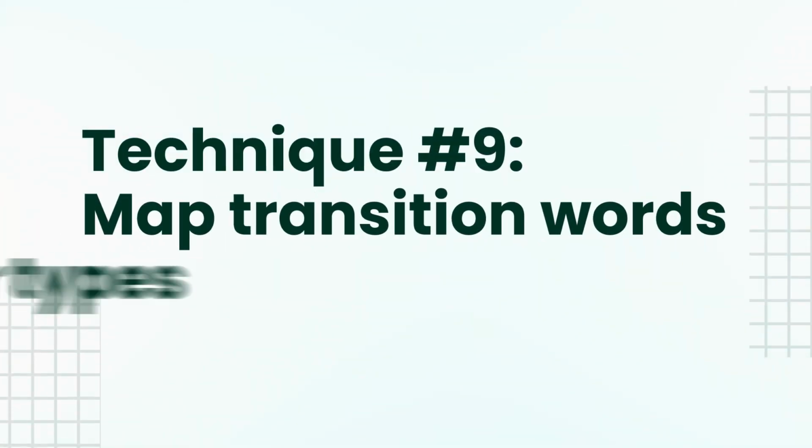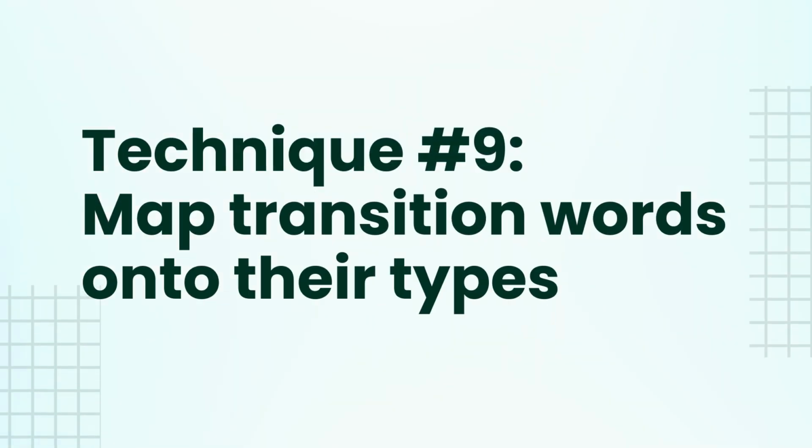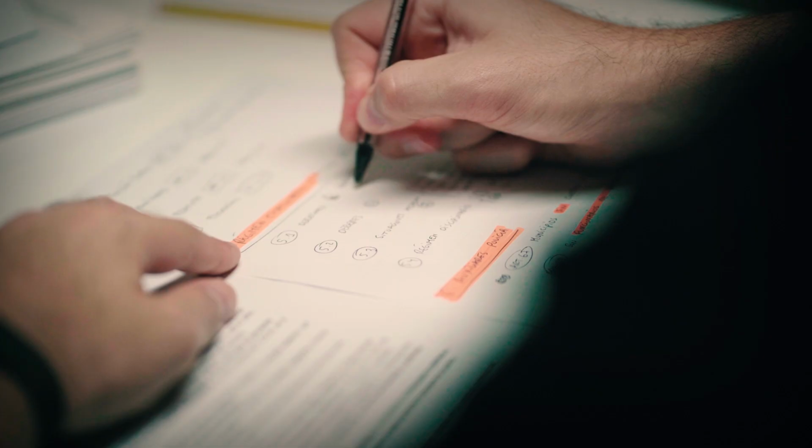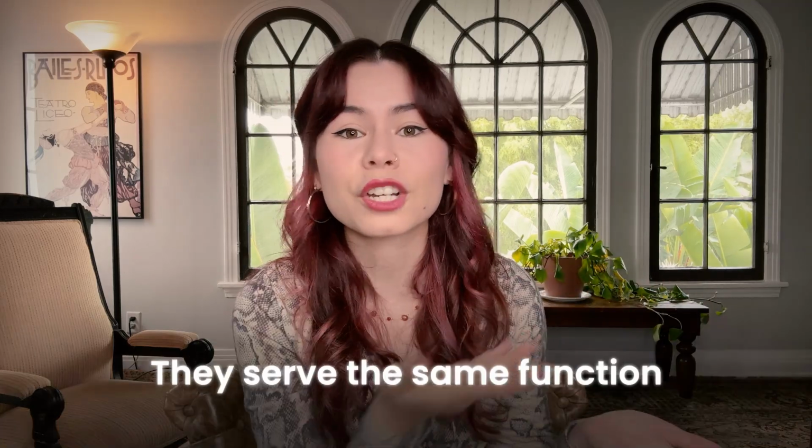Technique number 9. Map transition words onto their types. For example, the SAT will never force you to choose between the transition however versus on the other hand, because both of them are creating contrast. So what this means is if two of your answer choices, which are both transitions, are serving the same function, then you can just eliminate both of those. So in that example, if however and on the other hand were some of the answer choices among other ones, then you can immediately cross out both of those because they serve the same function.